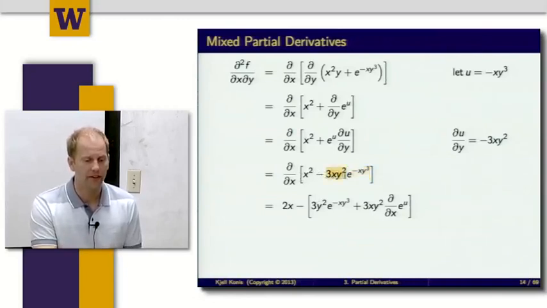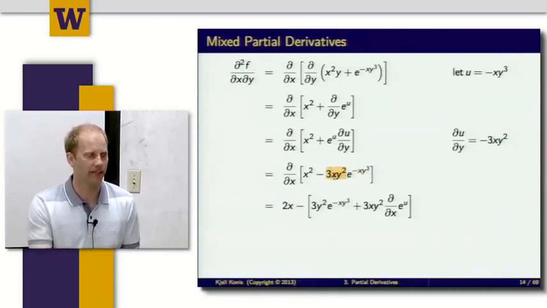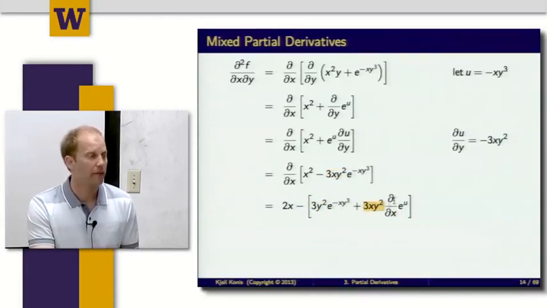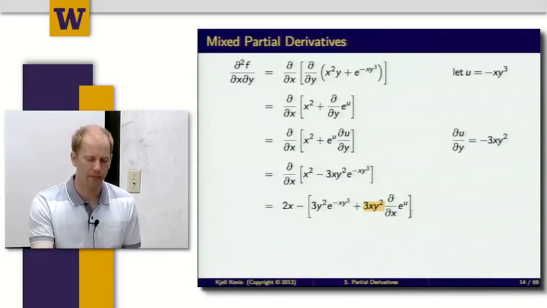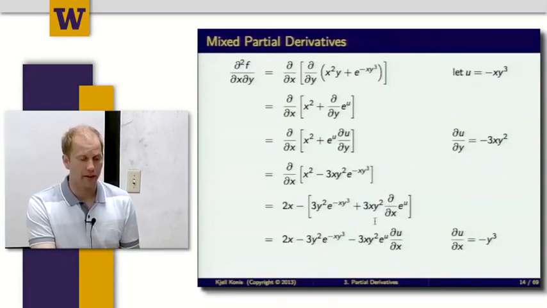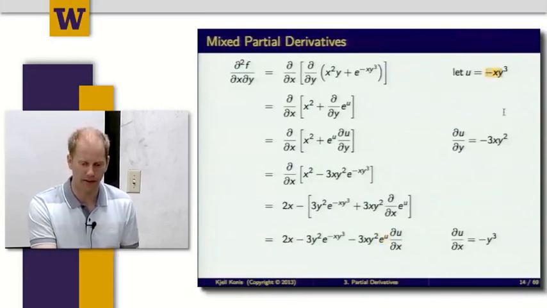So the derivative of the first term is easy. That's just x to the 1, so the x is going to go away. So I end up with 3y squared times the second function, plus the first function, so there's my 3xy squared, times the derivative of the second function. And so just plugging all of this in and distributing this minus sign gives me this. And now all I have to do is plug in what u is and what the partial derivative of u with respect to x is, which I got, again, by taking the derivative of this with respect to x this time.